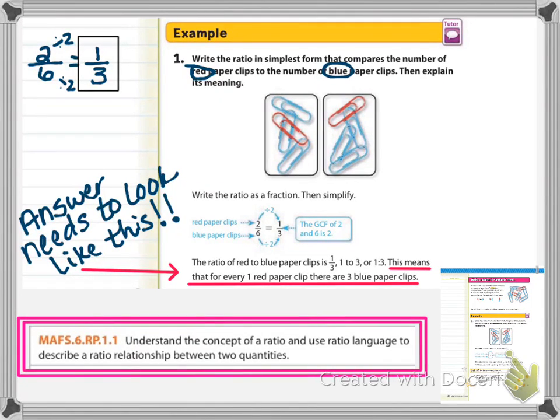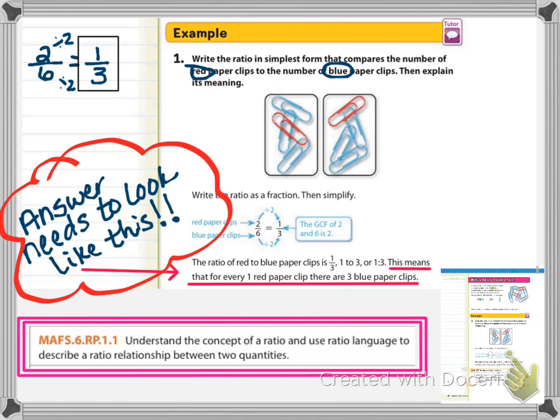So if you look at the part that I underline here where it says, this means that for every one red paper clip, there are 3 blue paper clips. This is what your answers need to look like when you're asked to explain the meaning. So go ahead and jot that down like I did here over in your margins, where you're telling me basically that your answer needs to look like what our arrow is pointing to.